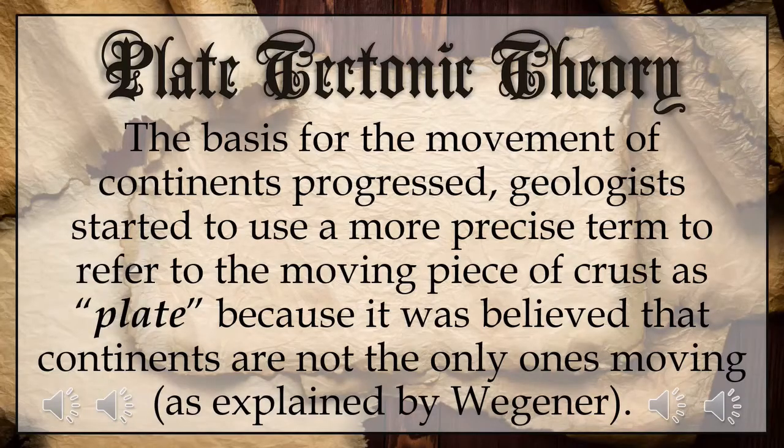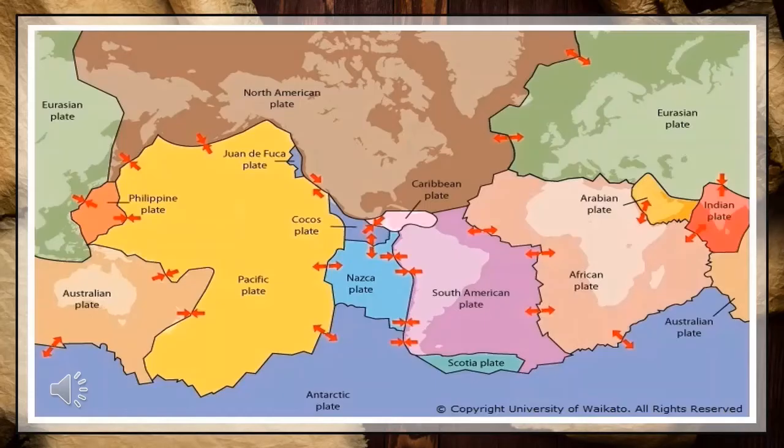Geologists started to use a more precise term to refer to the moving piece of crust as the plate, because it was believed that continents are not the only ones moving, as explained by Wegener. The boundaries of tectonic plates were accidentally discovered and eventually studied during magnetic surveys of the ocean floor and seismic activities for nuclear testing. We all know that lithosphere refers to the crust and the upper mantle of the Earth. It is made up of several tectonic plates that glide over the mantle.